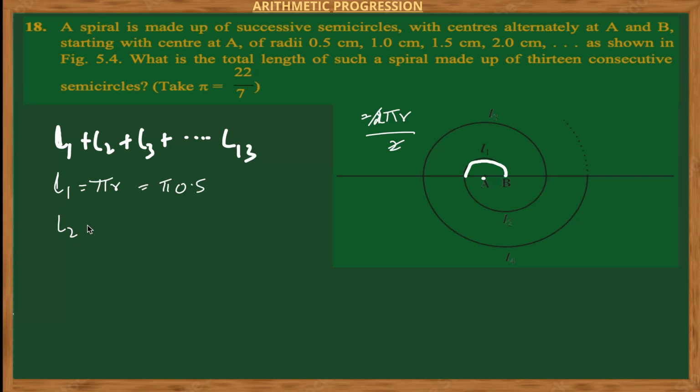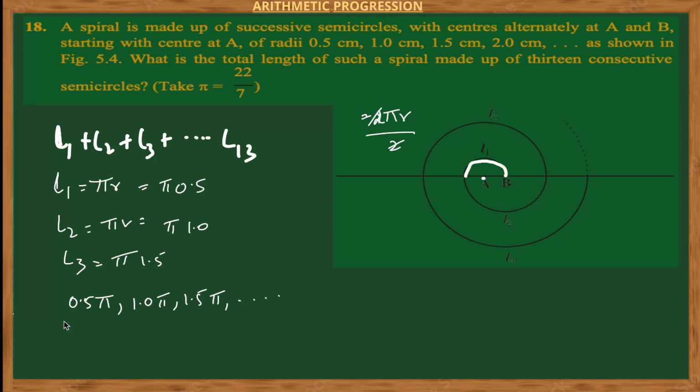Similarly, L2 will be pi r, where r is mentioned as 1.0 centimeter. L3 is pi into 1.5. So here we have the sequence. Let's form the series. It is something like this: 0.5 pi, then 1.0 pi, then 1.5 pi. Like this, it becomes a series. So this forms an arithmetic progression.